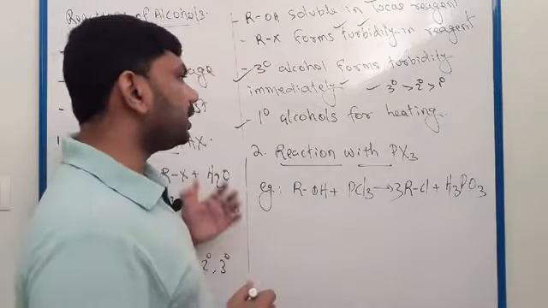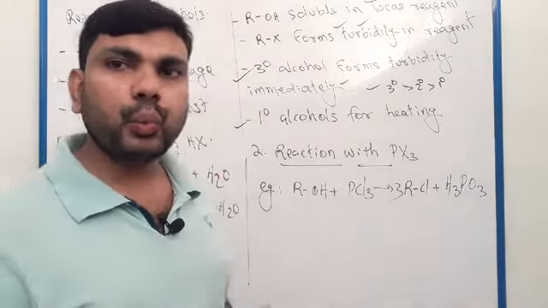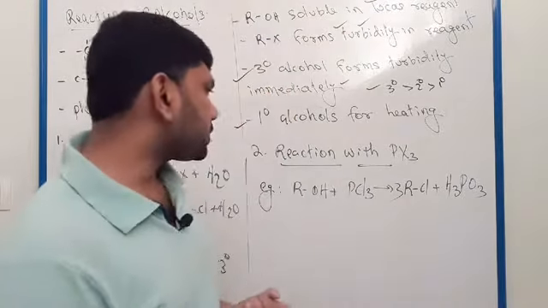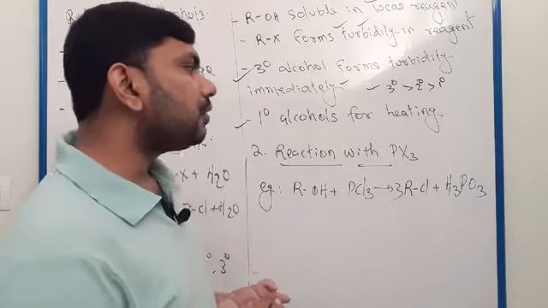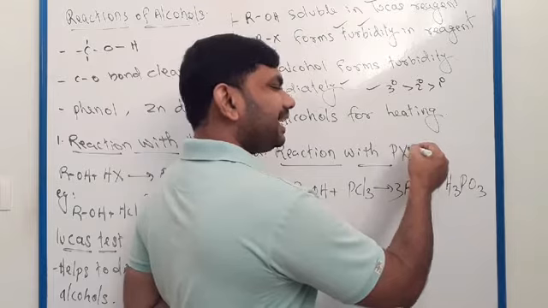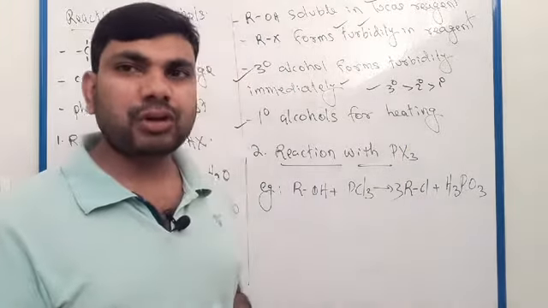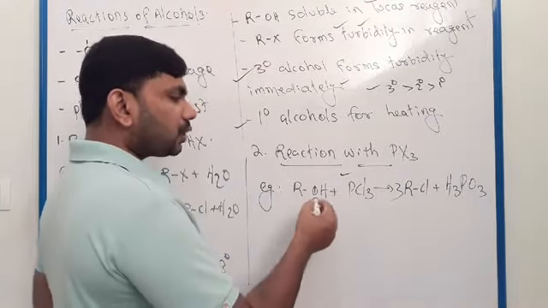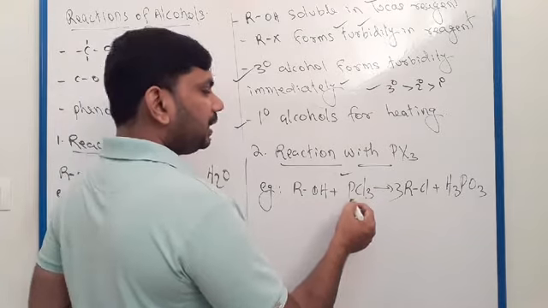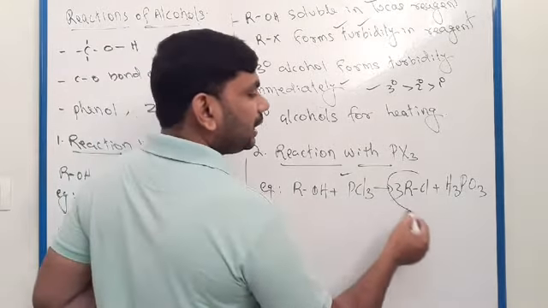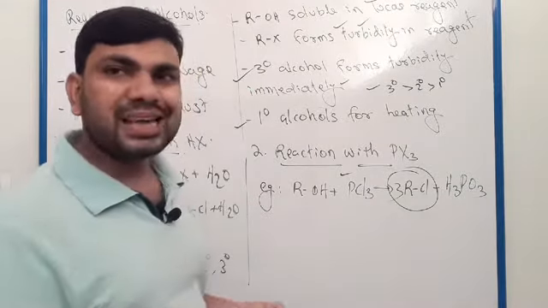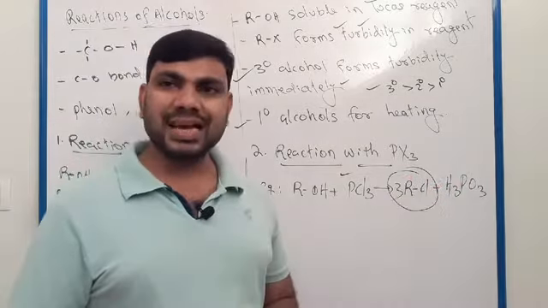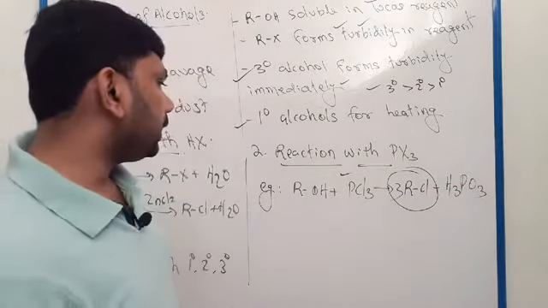Okay, after this chemical reaction of alcohol with hydrogen halide, next we discuss chemical reactions of alcohol with phosphorus trihalide, PX3, where X is again a halogen. Example: PCl3. Alcohol reacts with PCl3. Here alkyl halide will again be formed, and the side product will be H3PO3, phosphorous acid.